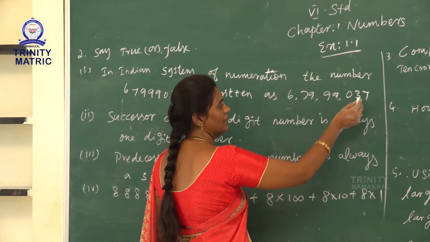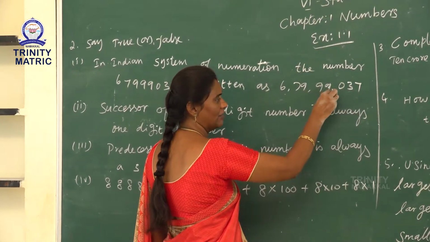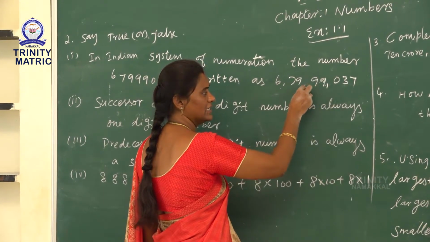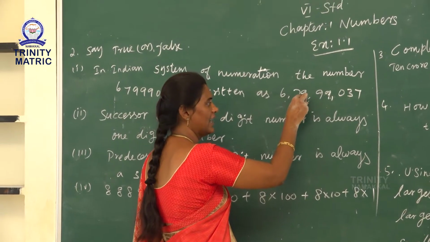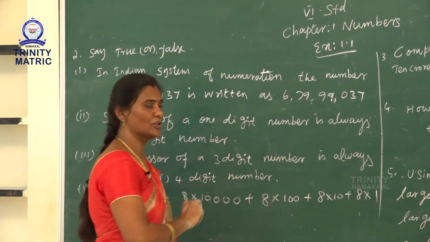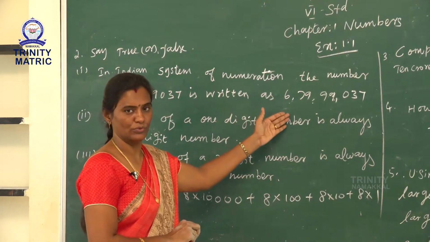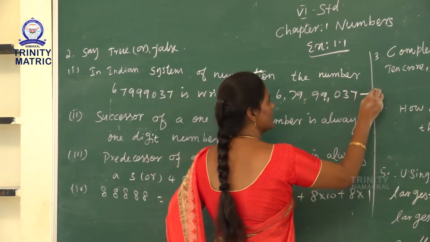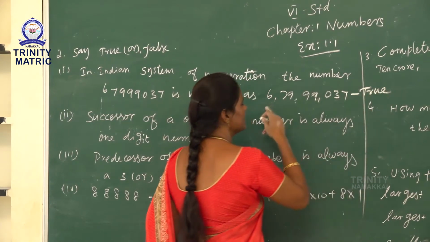See here, first 3 digits, we have 1 comma. Then, after 2 digits, we have 1 comma. Again, after 2 digits, we have 1 comma. Then, we have 1 digit. So, this is true. How to read this number?